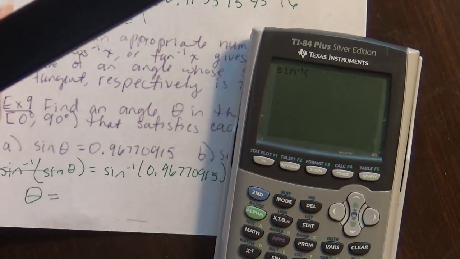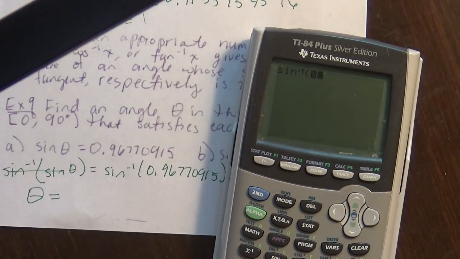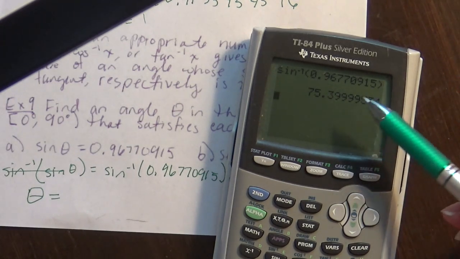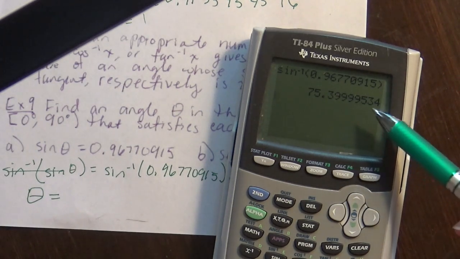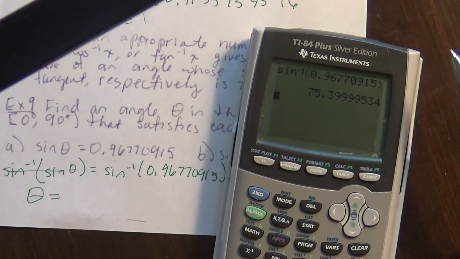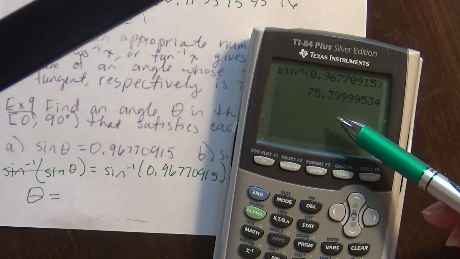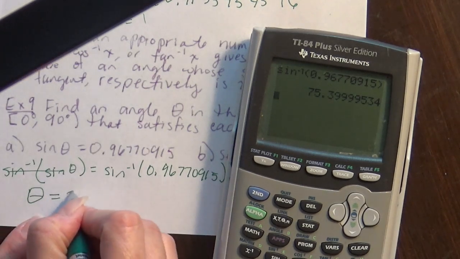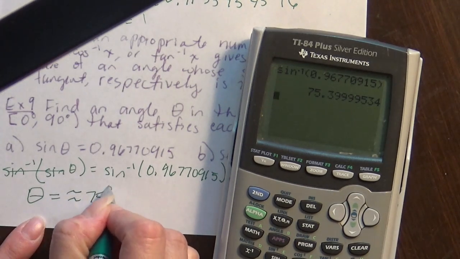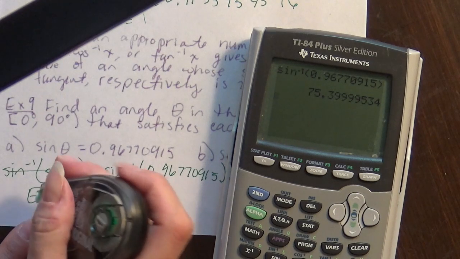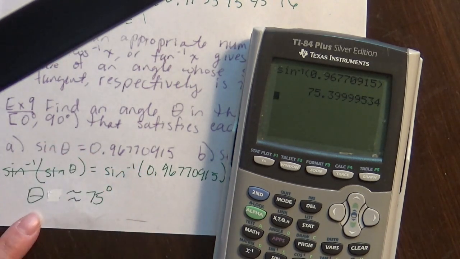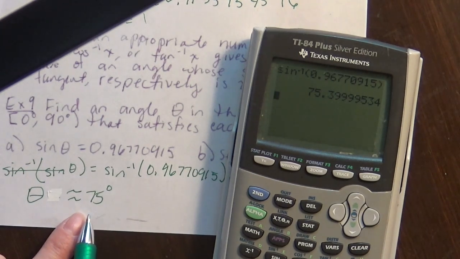So we want to find sine inverse of 0.96770915. That gives us an answer of 75.3999534. This time I'm just going to say it's approximately 75 degrees. I don't want to have the equals and the approximation, so I'm going to get rid of that. So I got theta is approximately equal to 75 degrees.